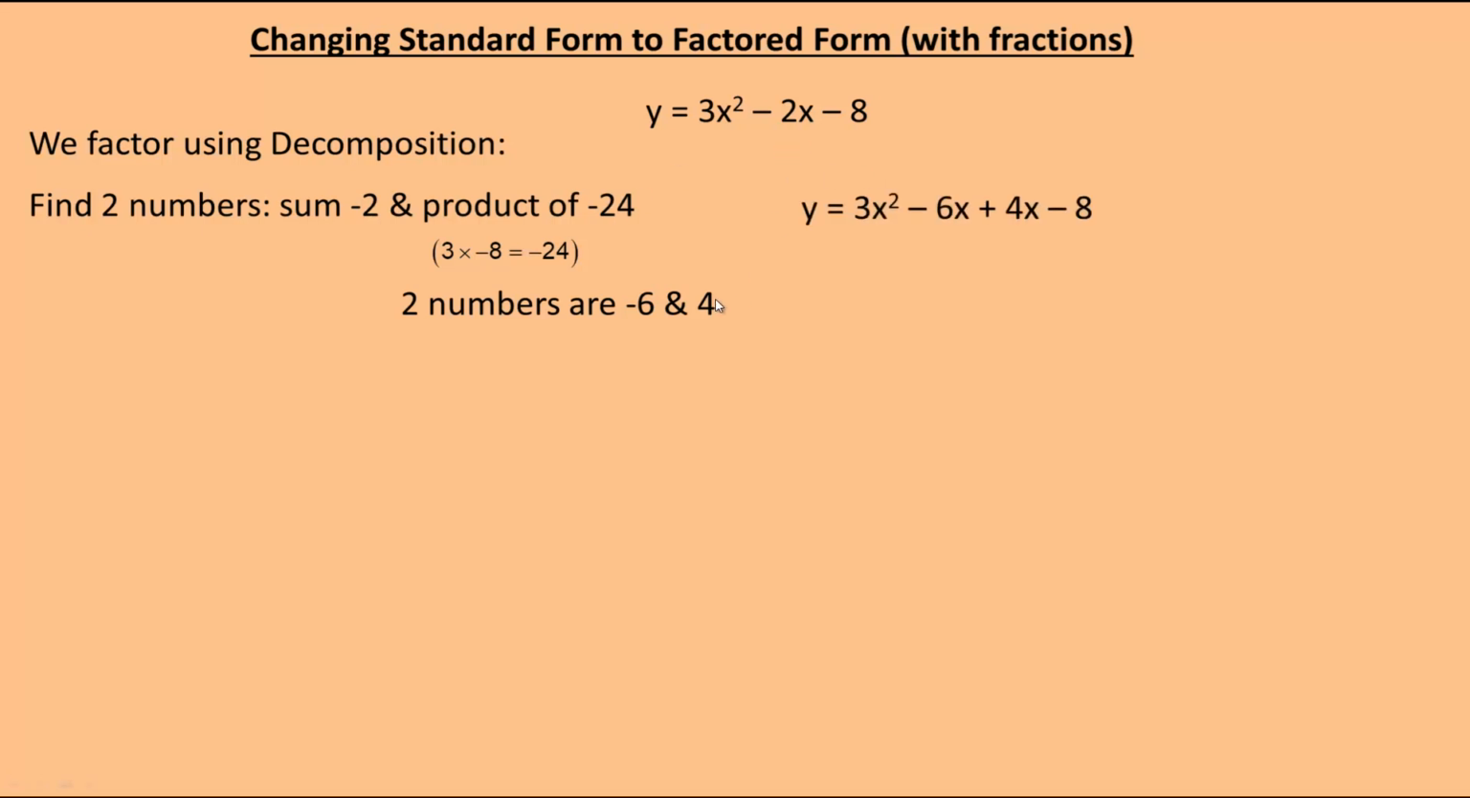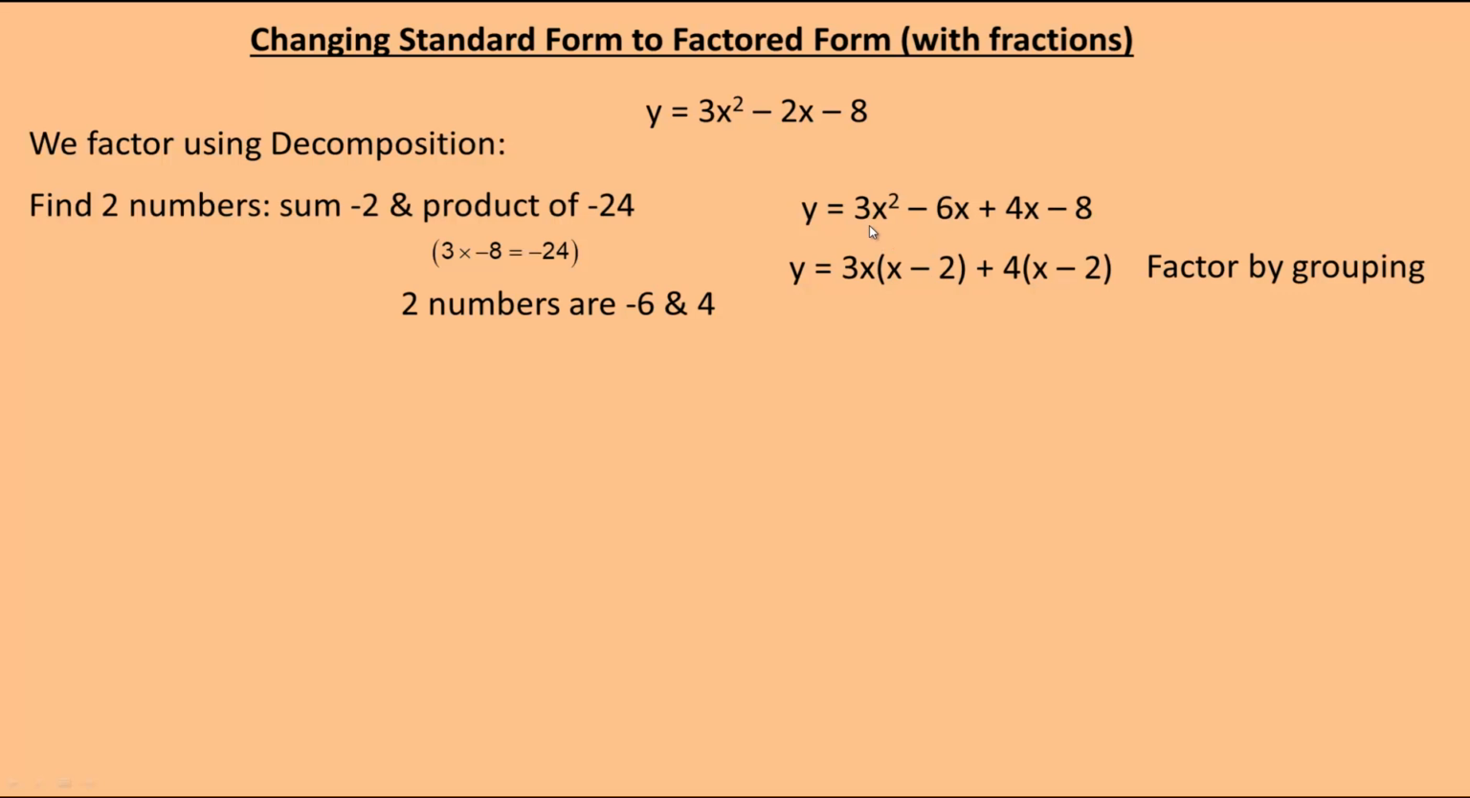So we use that -6 and 4 to decompose, that's why this is called decomposition, the -2x into -6x plus 4x. That adds to -2x, that's why this is an equivalent form. And so now we're going to factor by grouping. We can factor a 3x out of these two terms. So you factor the first two and the last two. If we factor a 3x out of 3x squared, we get x. If we factor a 3x out of a -6x, we get -2.